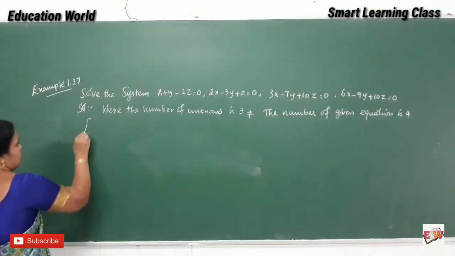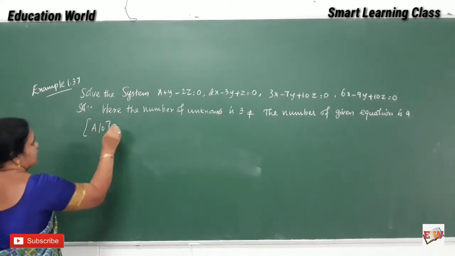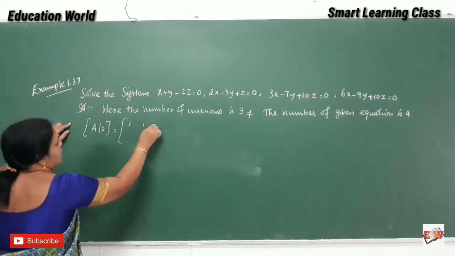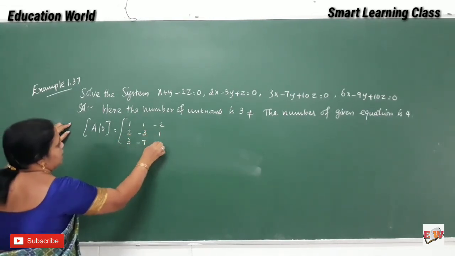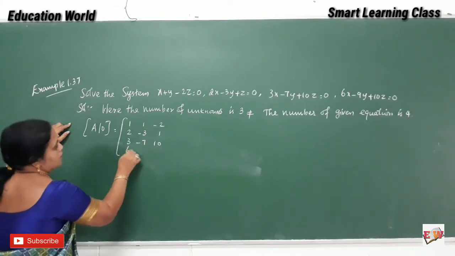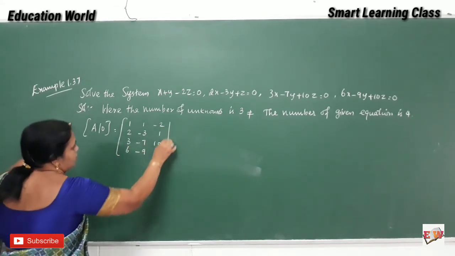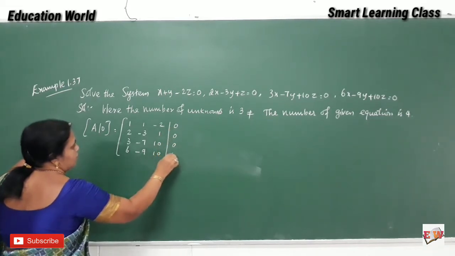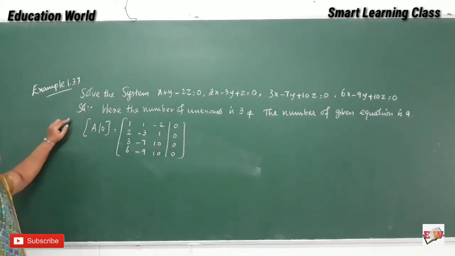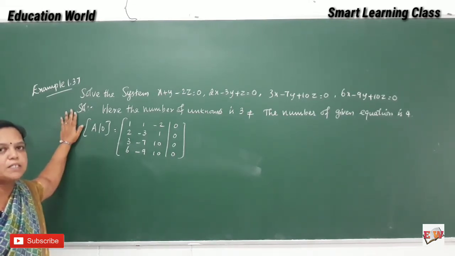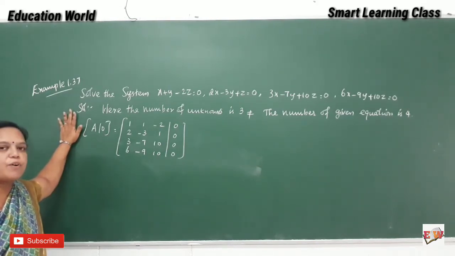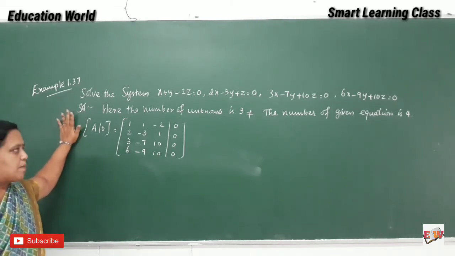First you write the augmented matrix: 1 1 -2, 2 -3 1, 3 -7 10, 6 -9 10. To find the rank of the augmented matrix, we have to apply elementary row operations on it. It can be transformed into row echelon form. If you find the row echelon form, from that we can easily write the rank of the augmented matrix, isn't it?